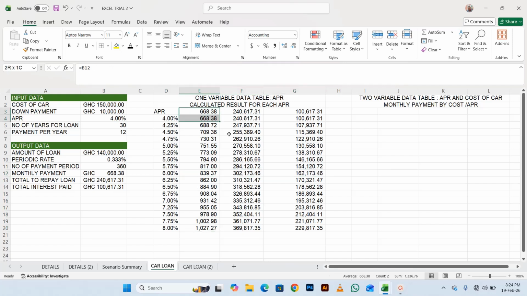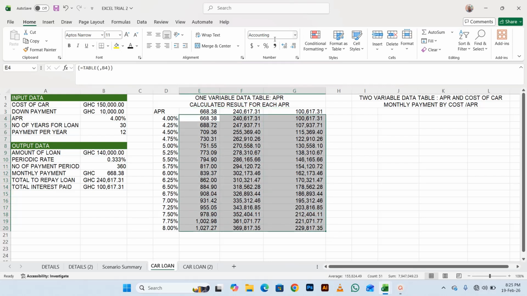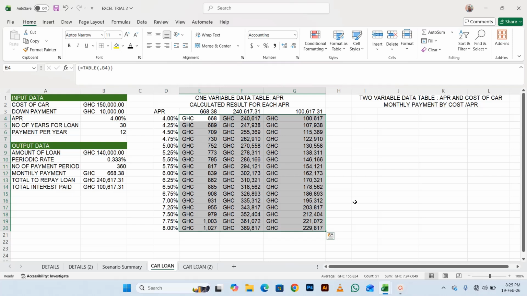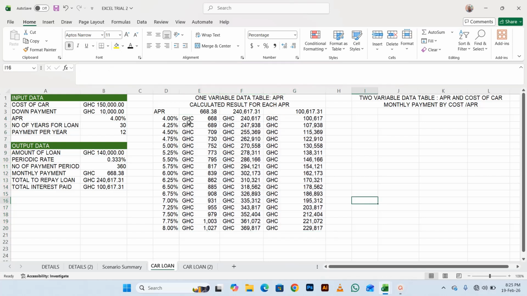And when this comes, since you already know how to change to Ghana cedis and everything, you just go for the Ghana cedi sign, maybe no decimal place, and then you are good to go. So this is it. The amount paid monthly, if it is 4.25, it is this. If it is 4.5, it is this. So it goes till the last percentage that you yourself set.